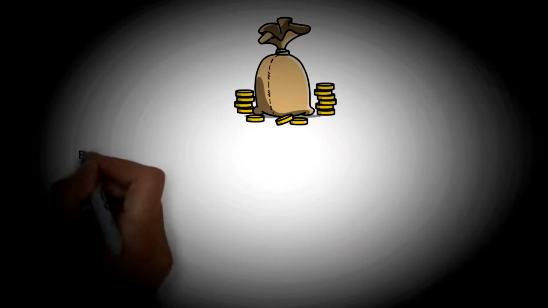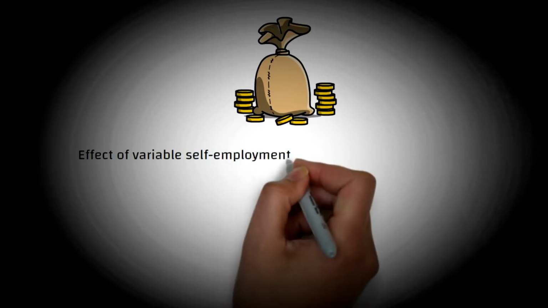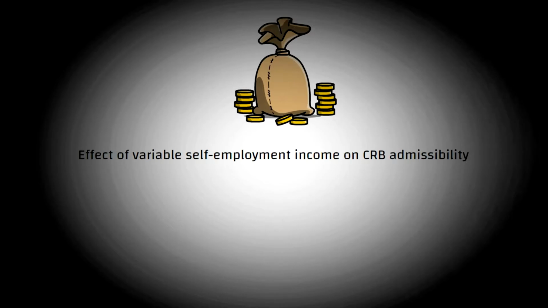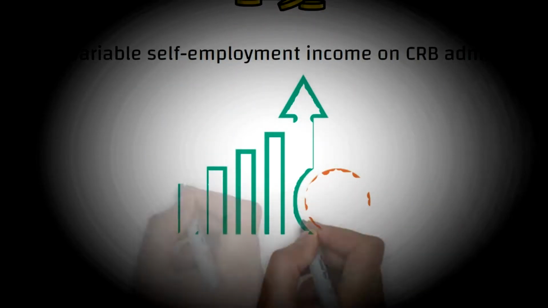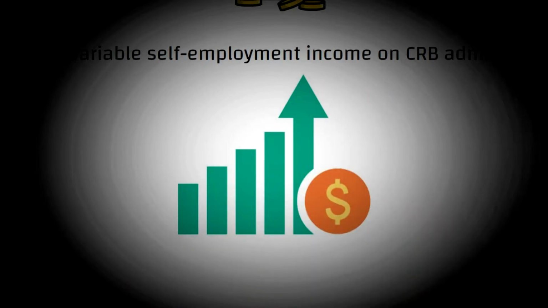The theme of today's video is Effect of Variable Self-Employment Income on CRB Admissibility. Let us explore this topic. In fact, this is my third video on the topic of CRB. In the first two videos, I explained key differences between the CERB and CRB and the concept of average weekly income under CRB. The theme of this video is, as I just stated, effect of variable self-employment income on CRB admissibility.